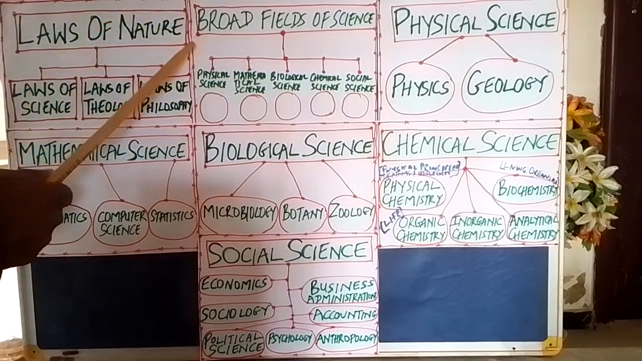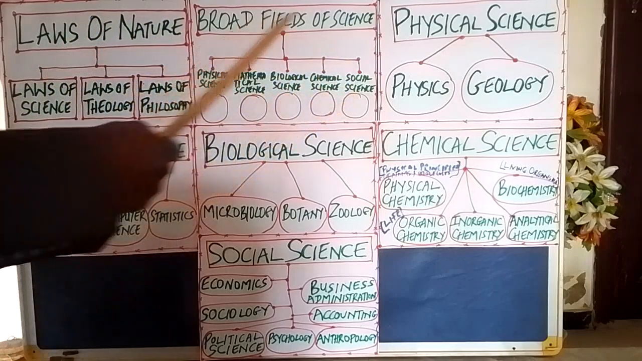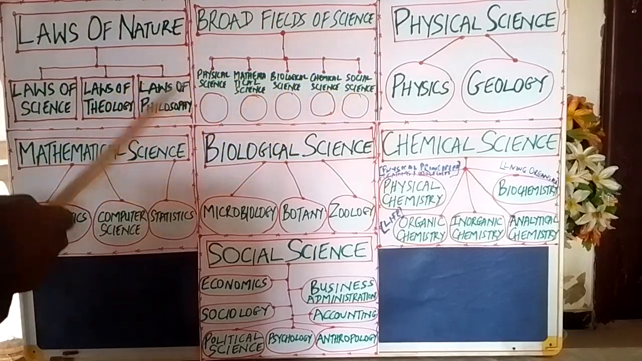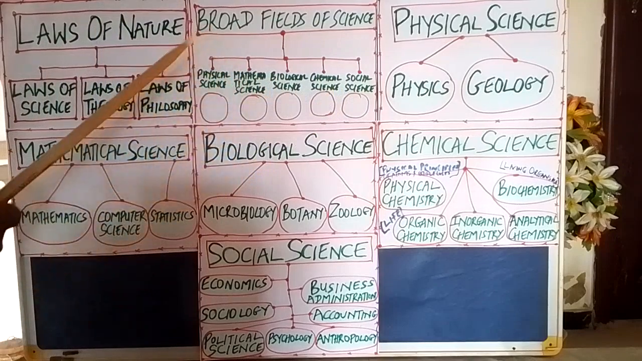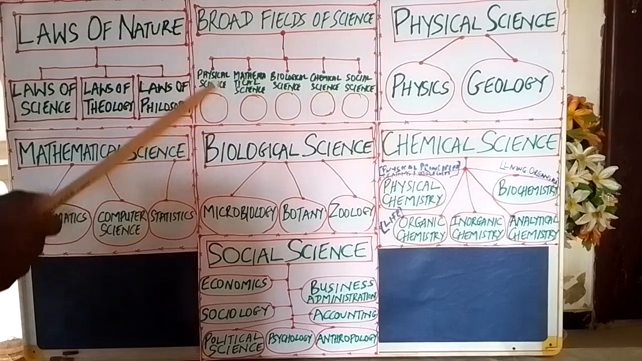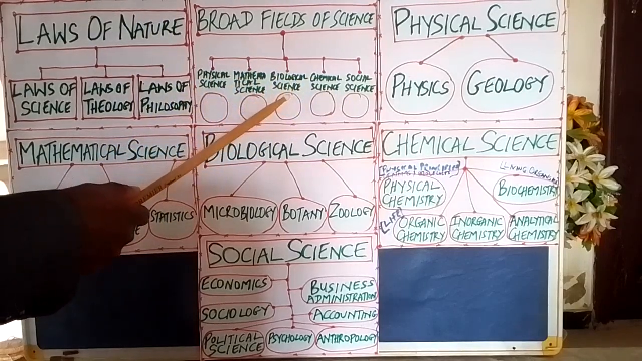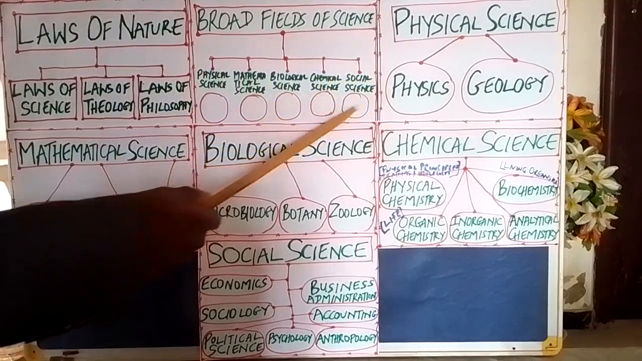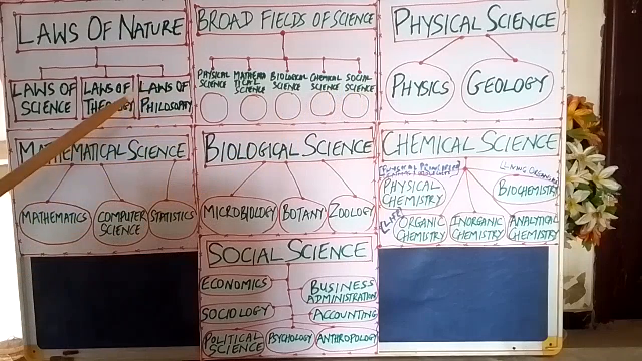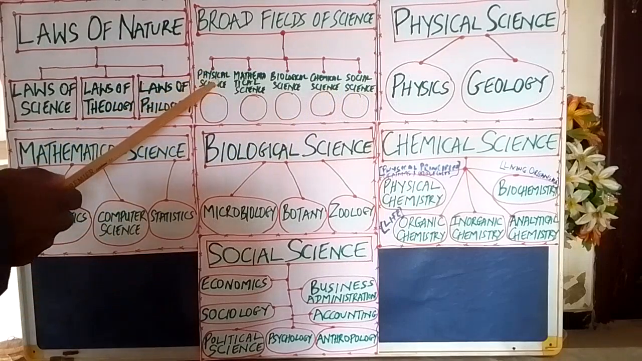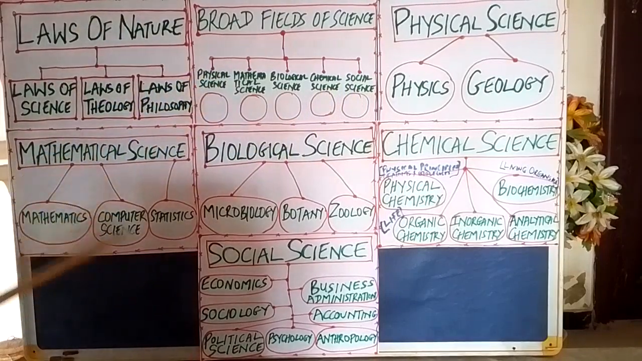But it is good, we can just use this as a traditional classification for us to have understanding of the various fields of science: physical science, mathematical science, biological science, chemical science, and social science. So the next question is, what is physical science?